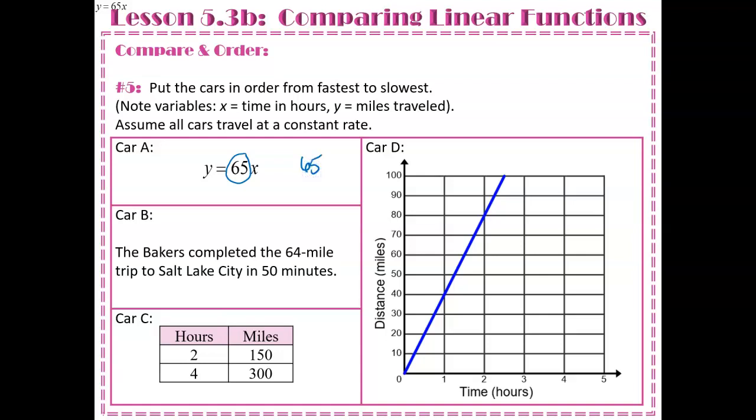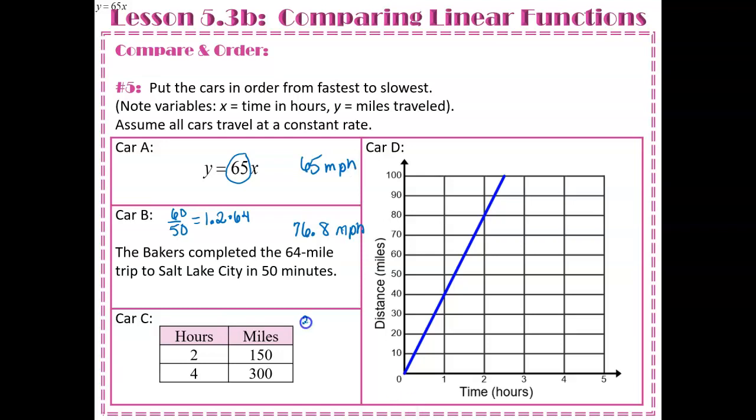It says the Bakers completed the 64-mile trip to Salt Lake City in 15 minutes. The first one, car A, is per hour, so we have to compare this. 15 minutes, if you take 60 minutes in an hour and divide by 15, it's 1.2 of an hour. So if you multiply that by the 64-mile trip they had, their rate is 76.8 miles per hour.